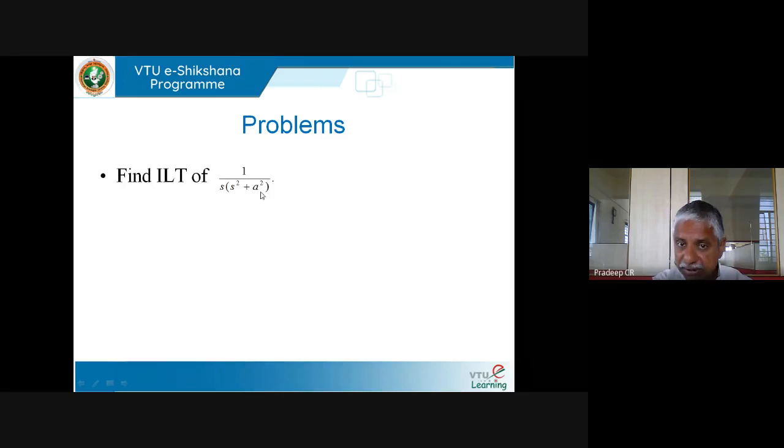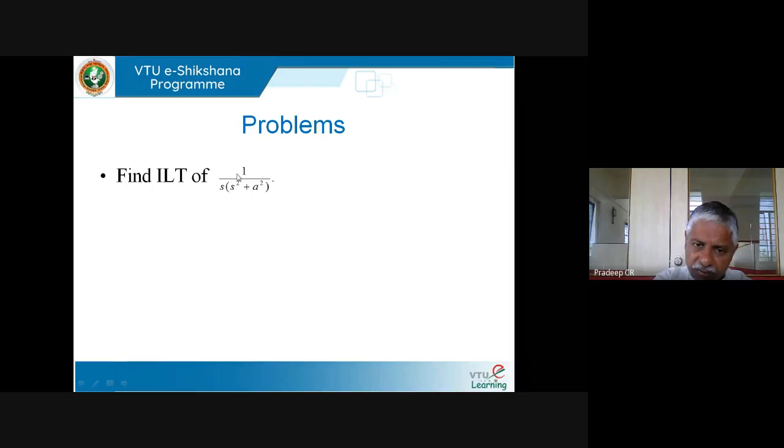If I write partial fractions for this, it will be A by s plus (Bs plus C) divided by (s square plus a square). Now you have to evaluate all A, B, C. It's a lot of work. It's correct, one can do it that way. We have probably done this also while I was illustrating how to use partial fractions to find the inverse Laplace transform. But here I want to show you a shorter way of doing the same thing.